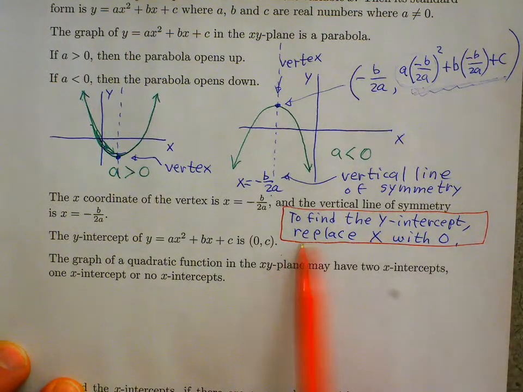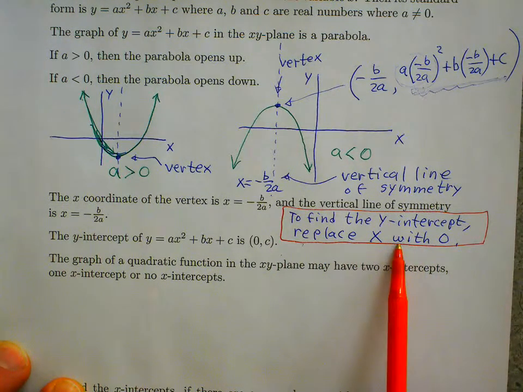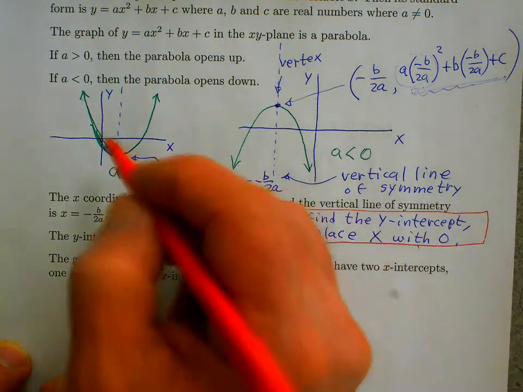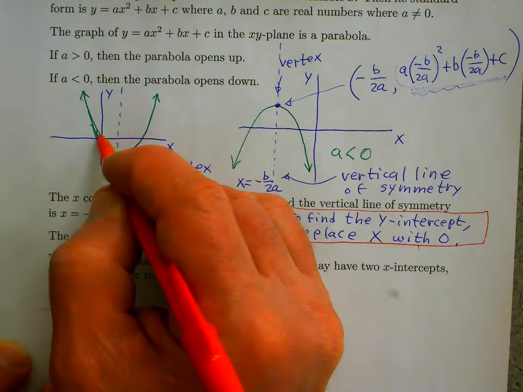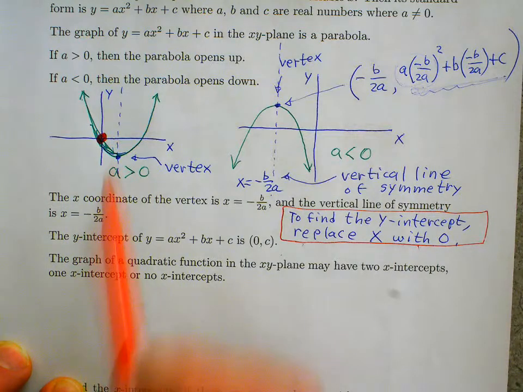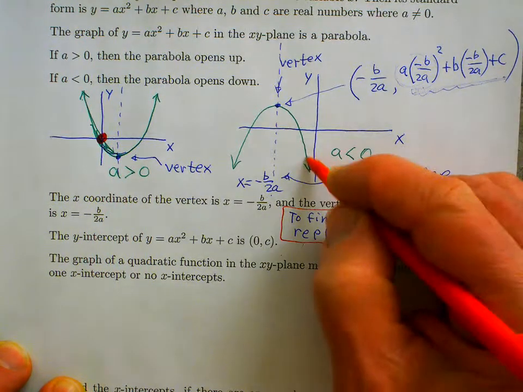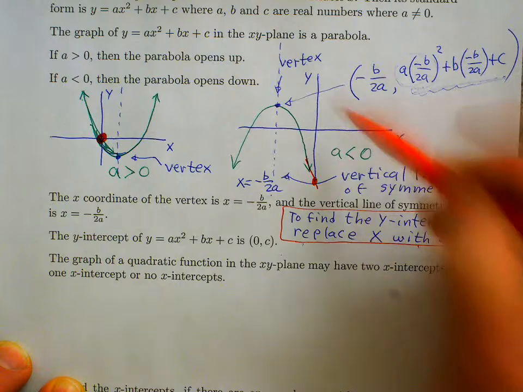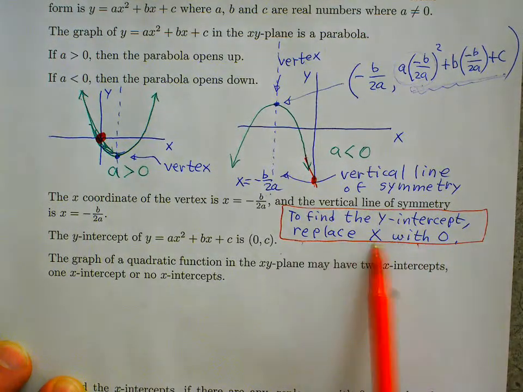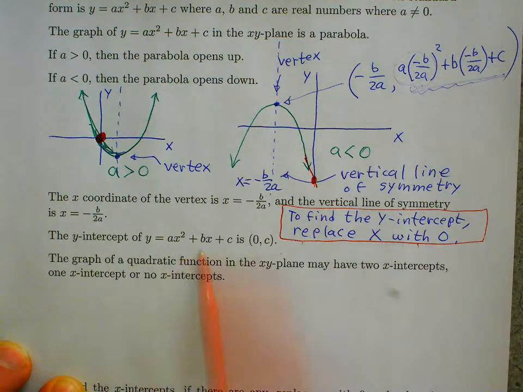Well, we'll have plenty of opportunities to review this idea, but just briefly, remember that the y-intercept is the point on the y-axis that the graph crosses, wherever that happens to be. But on the y-axis, every x-coordinate is 0. So to find the y-intercept, you replace x with 0 and then solve for y to find the y-coordinate.